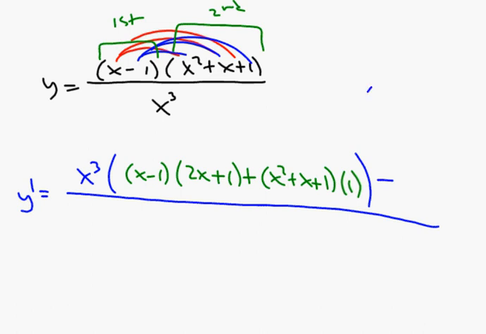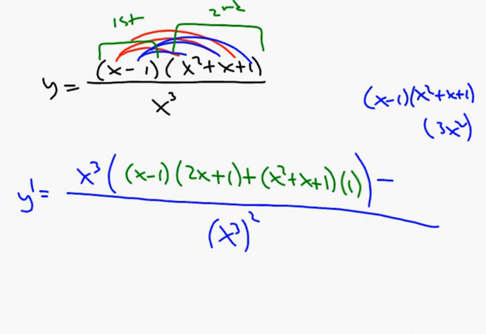I'm out of room already here. x minus 1 times x squared plus x plus 1 times the derivative of the bottom, which would just be 3x squared. And then it's over the bottom squared, so that's x cubed squared, which if you want, you could write as x to the 6th. Now, you could try and reduce this and combine like terms. It would eventually simplify to something. I'm not going to bother now, but that would be an exercise for you to try.